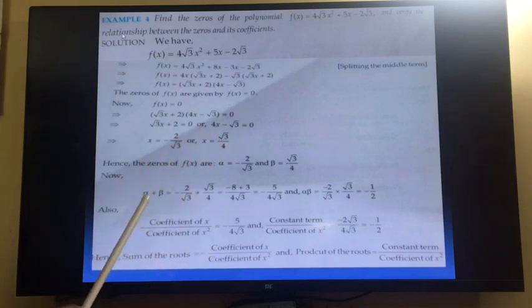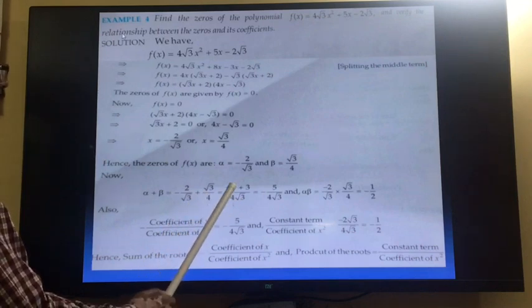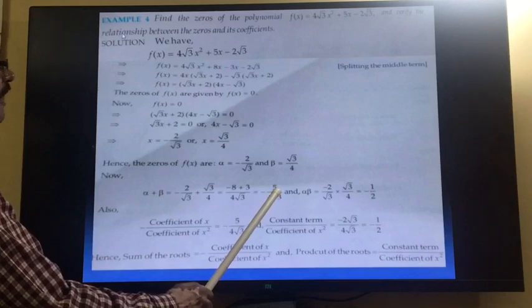So we will find out the sum of the zeros, that is alpha plus beta. So minus 2 by root 3 plus root 3 by 4. Here the LCM is 4 root 3, we will get minus 8 plus 3, it will be minus 5.